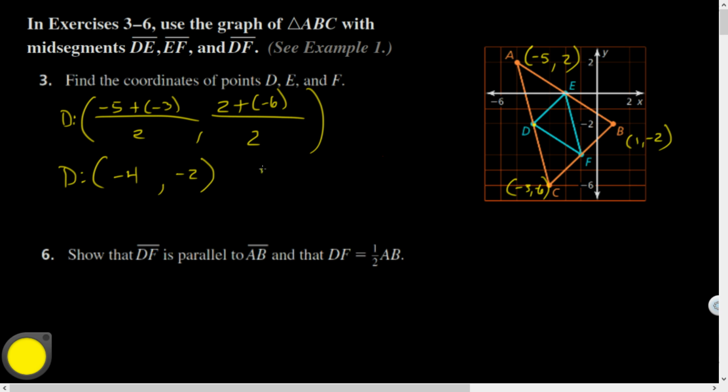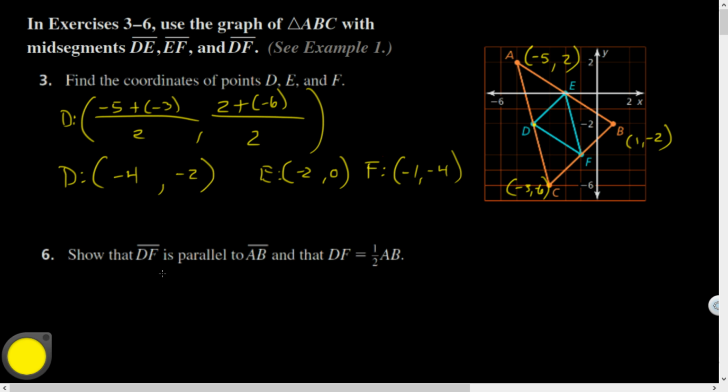Let's find point E, which would have been the midpoint of A and B. It looks like it's just at -2, 0. And point F is -1, -4. Right? Good. So you could have also used midpoints for those.